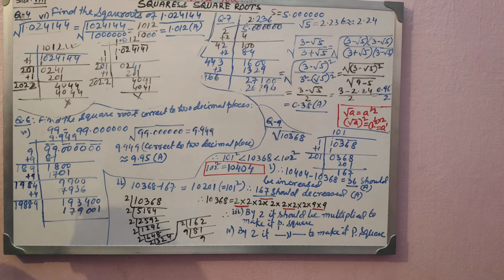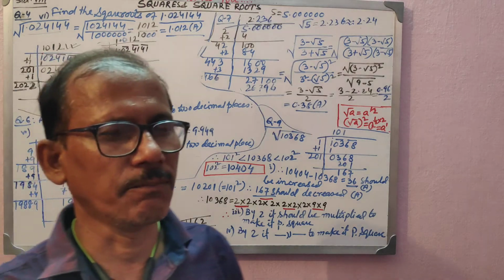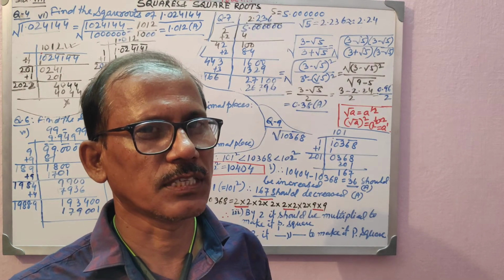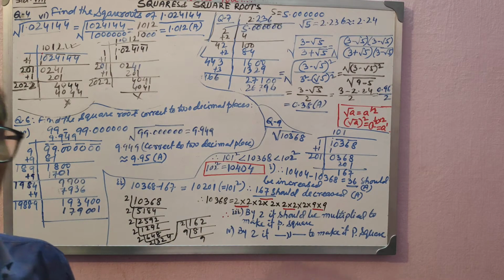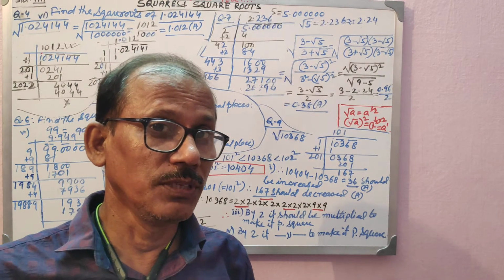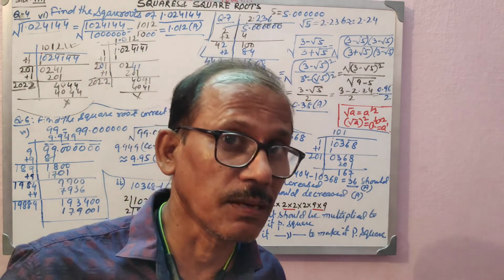Question number 6: find the square root up to 2 decimal places. These are all very, very important, children. 2 decimal places means correct to 2 decimal places, which means you have to round up. So at least you need to have the square root value till 3 decimal places.